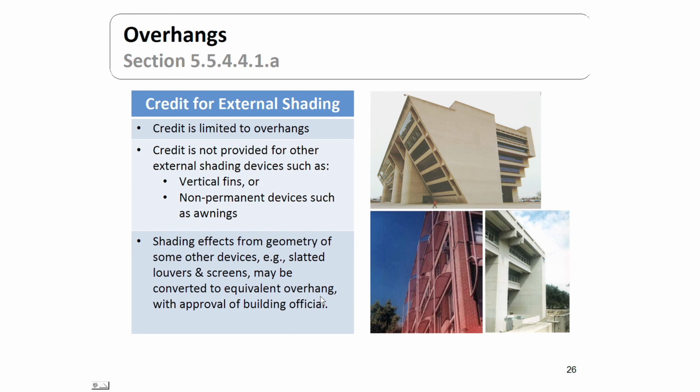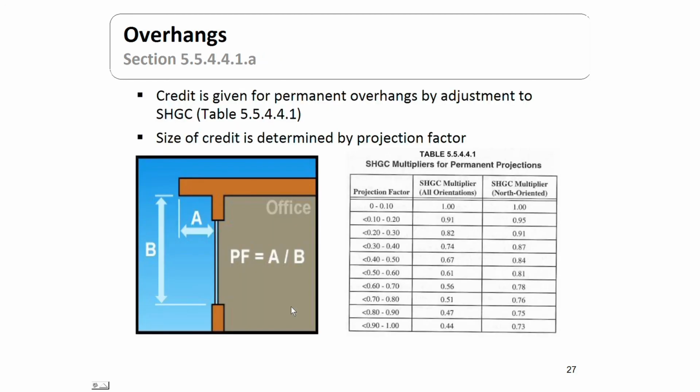This is where we talk about the credit you'll get for external shading. It's limited to overhangs, however. It's not provided for external shading devices such as vertical fins or non-permanent devices like awnings and so on. Shading effects from geometry of some other devices, slatted louvers and screens, may be converted to equivalent overhangs, but that has to have the approval of the building official.